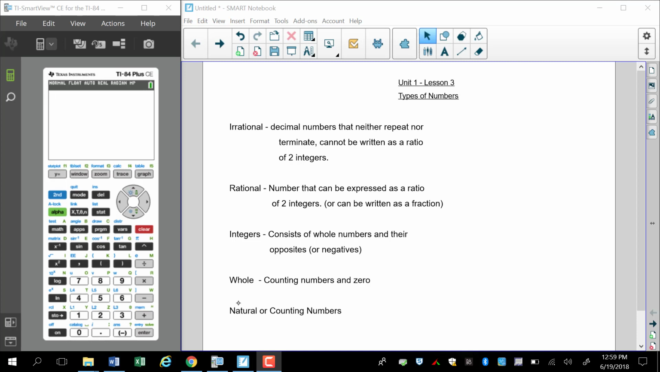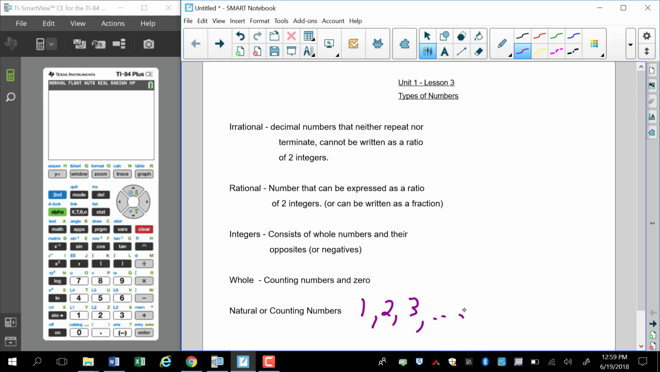So we're actually going to work here from the bottom up to make this a little easier to deal with. So the natural numbers or the counting numbers, these are just 1, 2, 3, 4, 5, 6, and so on. The difference between the natural and the whole numbers is the whole numbers actually include 0. So there's not really a huge difference, but 0 is considered a whole number. It's not considered a natural number.